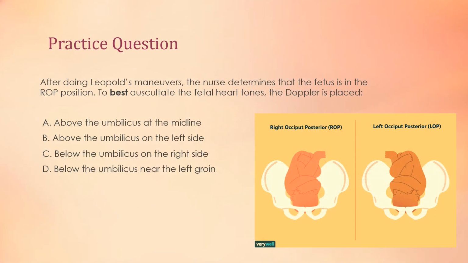Here is a question to quiz yourself about where to best auscultate the fetal heart tones. A hint to the answer is that you try to auscultate them along the baby's back. So you're going to try to find where the baby's back is, which side, and if the baby is head down, then we should be hearing the heart tones below the umbilicus. If the baby is breech, we might hear it above, or if transverse.